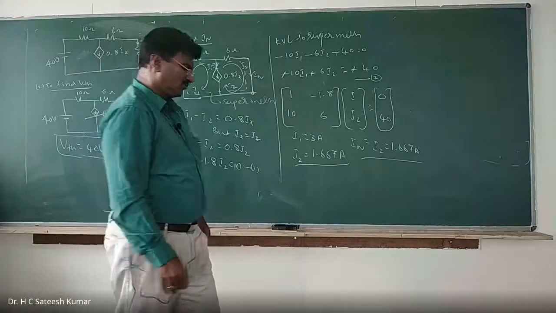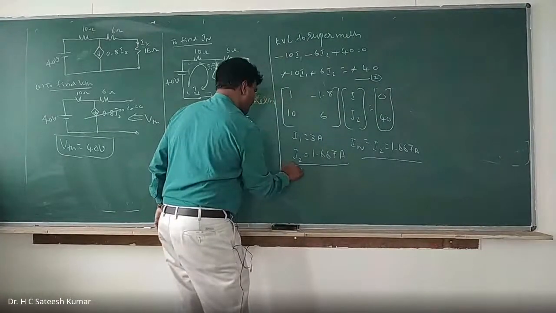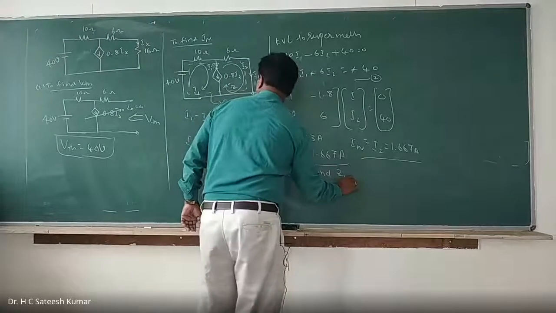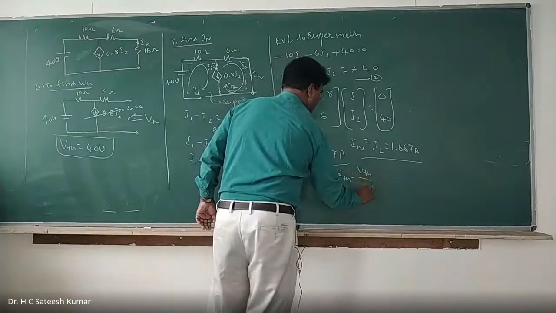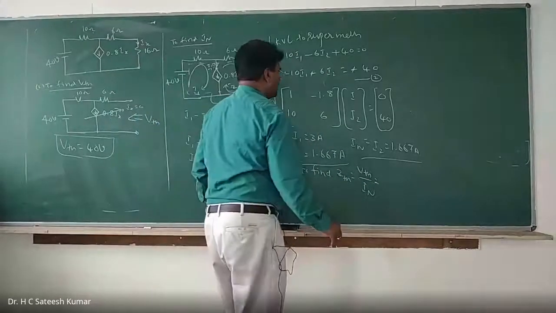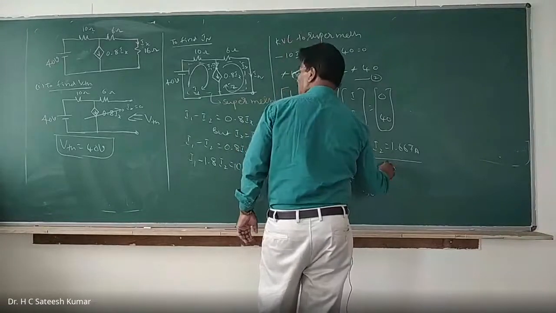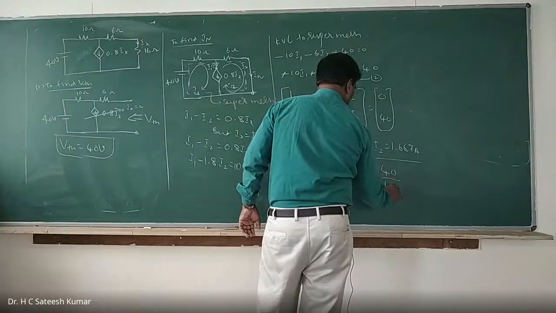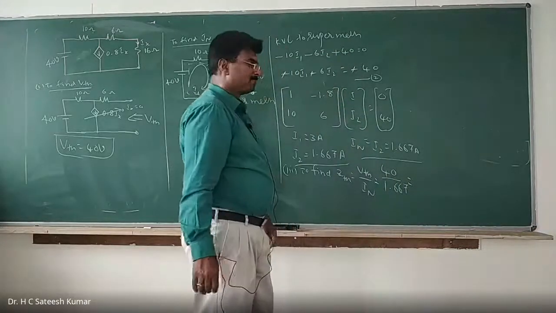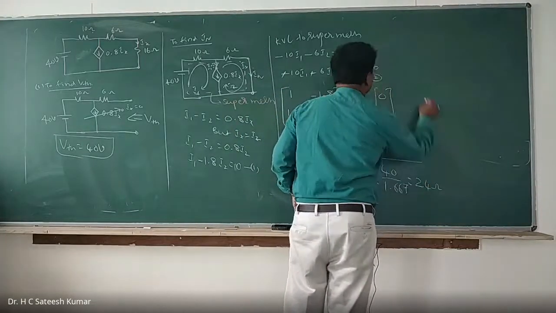Okay, next, third step, to find ZTH. ZTH is equal to VTH divided by I Norton whenever there is a dependent source. Dependent source is there. And what is VTH? VTH is equal to 40. 40 divided by 1.667. How much is that? 24 ohms.